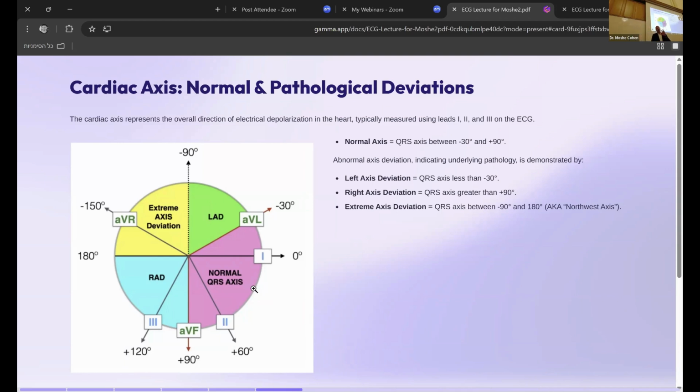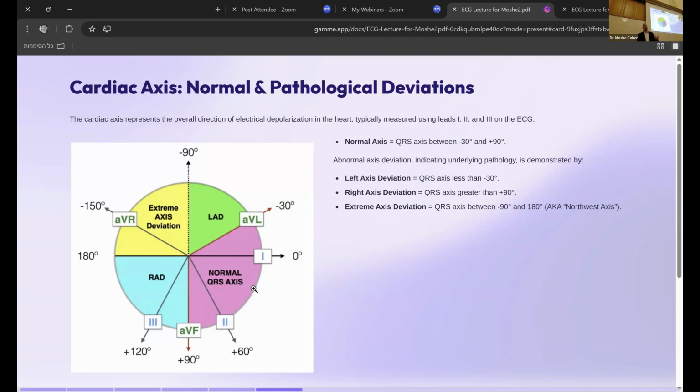So with the cardiac axis, you can diagnose left and right hypertrophy of the heart. What else could be a reason for left axis deviation or right axis deviation? At the end, think about it, we're speaking about electricity, right? It's electricity. So why would we have left or right axis deviation? Because of a delay in the polarization.